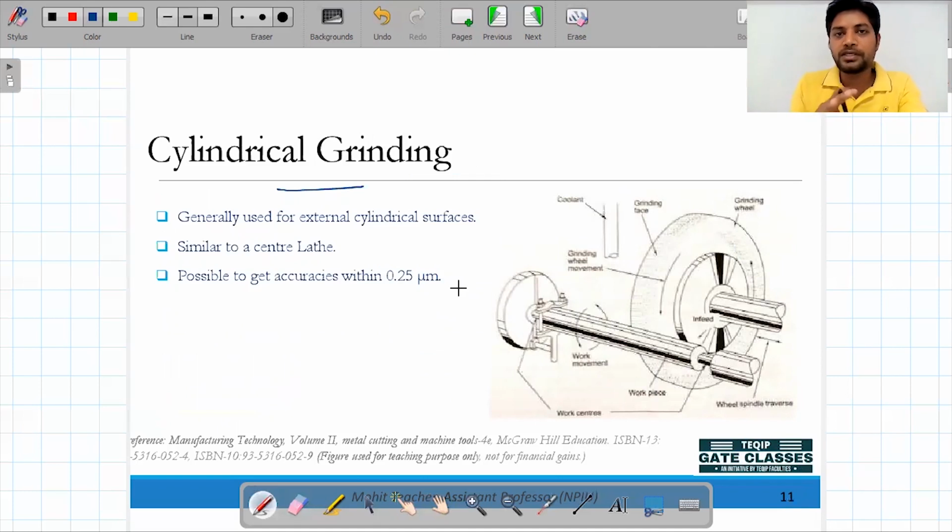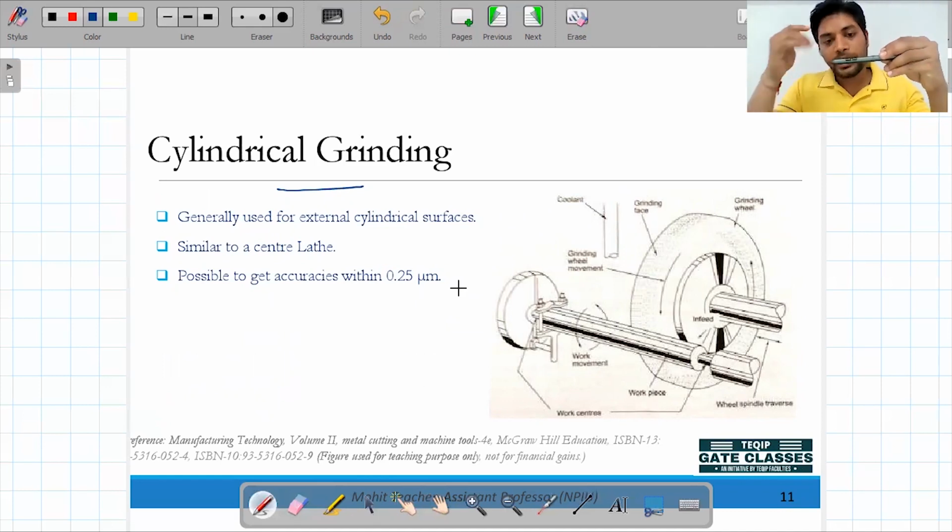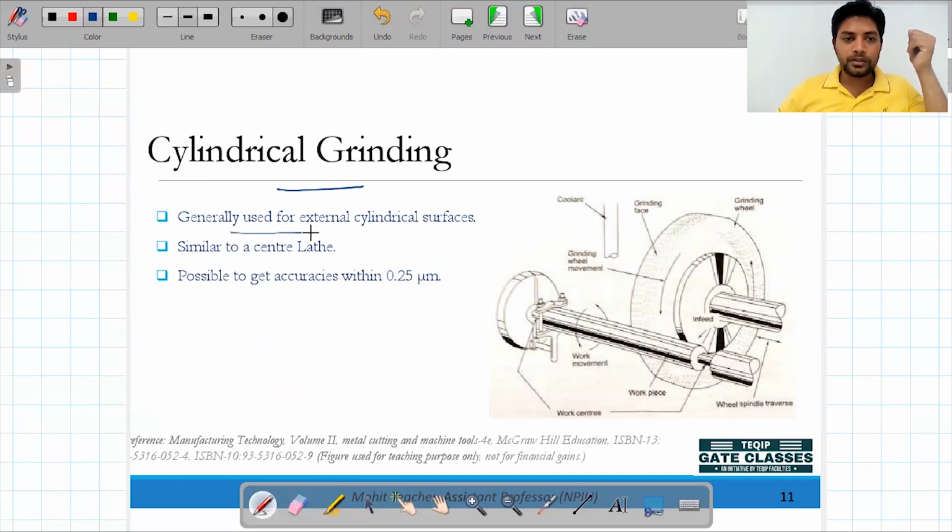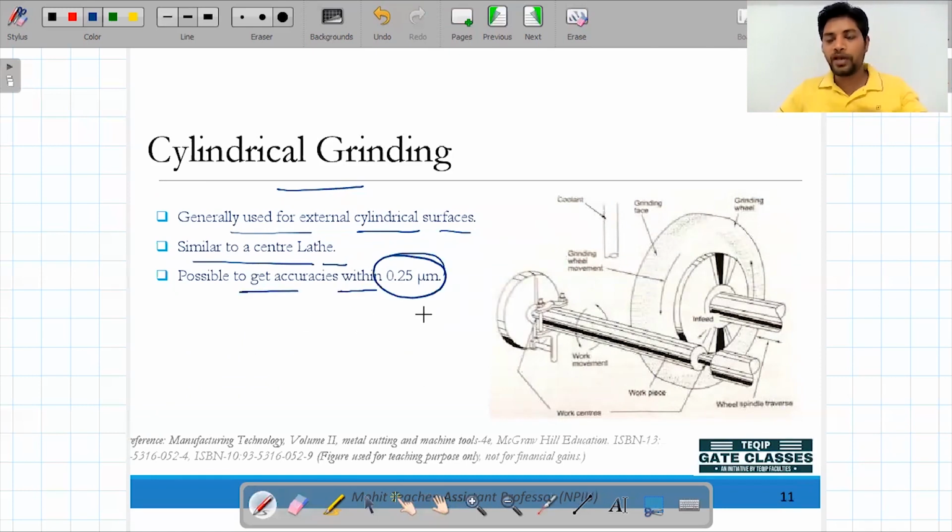Similar to what we have discussed, we have a lathe, and a similar chuck, how we are mounting on a lathe. There is a shaft we are mounting over the chuck, and another shaft on which we are mounting the tool, this grinding wheel. As the shaft is rotating, we bring the wheel in contact with the shaft, that will also rotate, and that will remove the material. So this is basically cylindrical grinding. It is used for external cylindrical surfaces, similar to the center lathe, and the possible accuracy that we are getting is 0.25 micron. Okay, so this is the setup, similar to how we are mounting on the lathe machine.